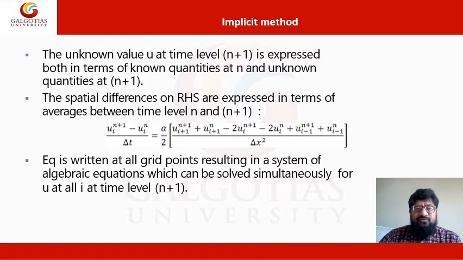So to solve this equation, we write this algorithm at each and every node of the domain, and thus result in a set of algebraic equations. So we write these equations at i equal to 0, at i equal to 1, at i equal to 2, up to i equal to n. So this results in n number of equations, and all of these equations are solved simultaneously to get the value of u at the future time level.